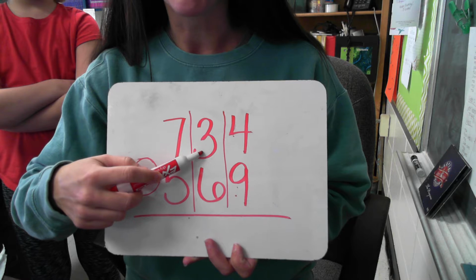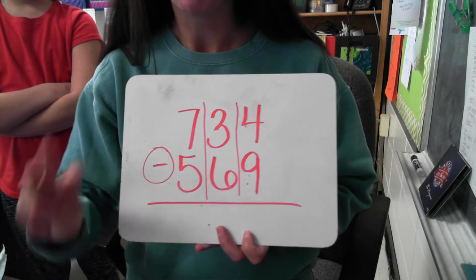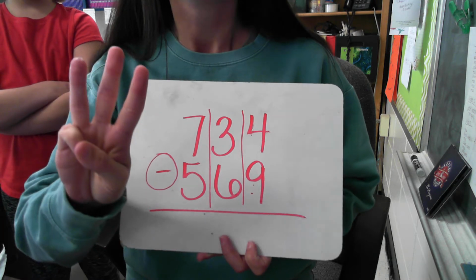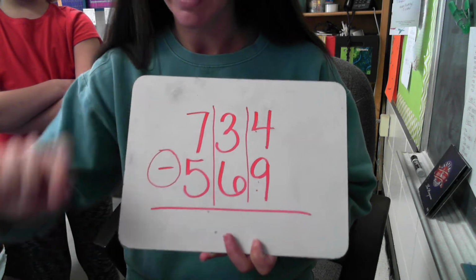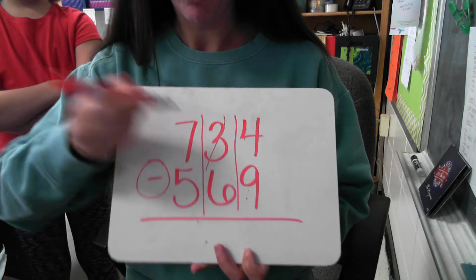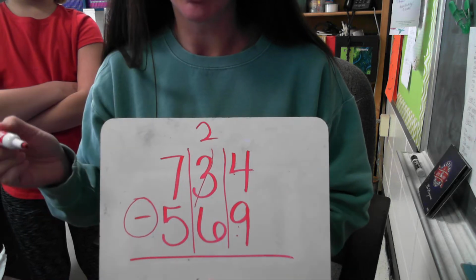So if I have 3 tens, hold up 3 fingers. Ooh, let me turn my marker around for just a second. If I have 3 tens, then I can take 1 away. So if I take 1 away, I have 2 tens left. So you're going to go to your 3 and take 1 away. And remember, we just realized that would turn back into a 2.